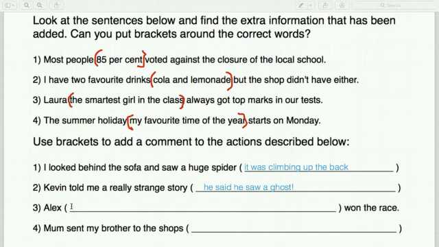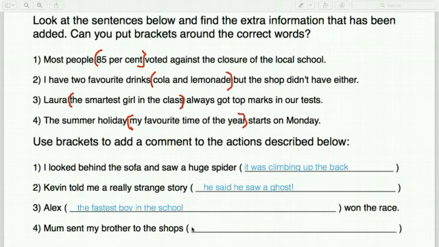Here we go. Now, this one, Alex won the race. So the extra information is in here, look. What could we say? Alex. I'm going to put the fastest boy in the school, and then the brackets would go there, won the race. So that's the extra information.